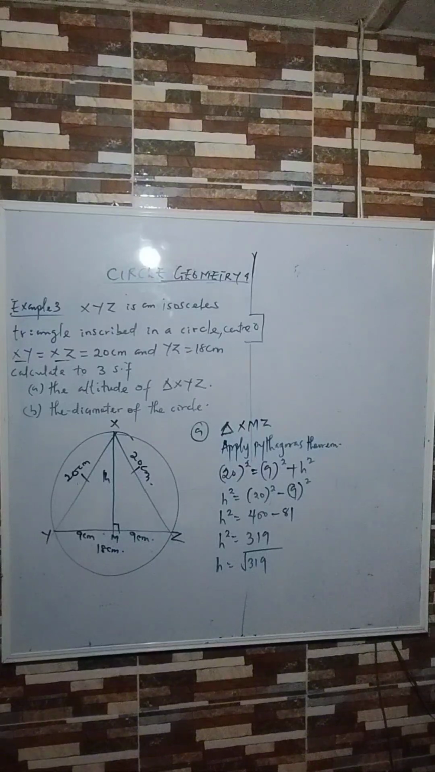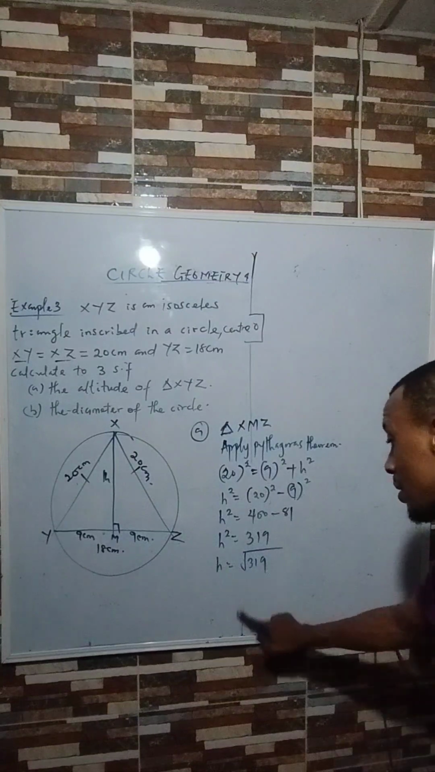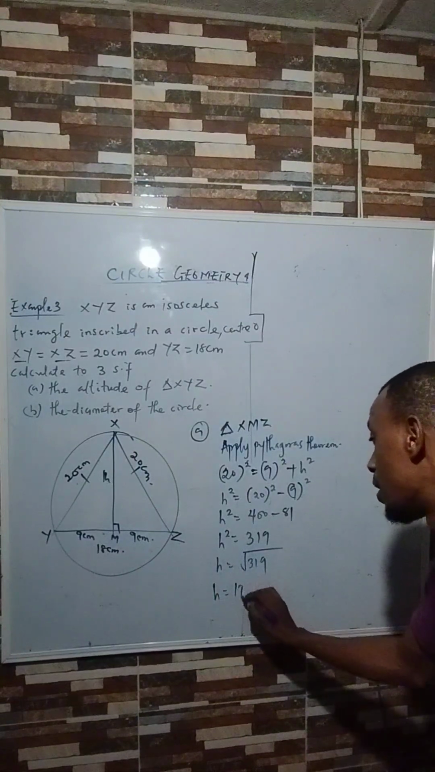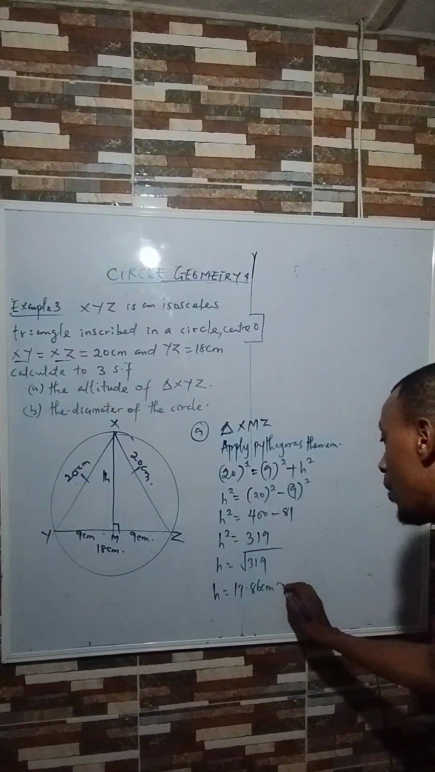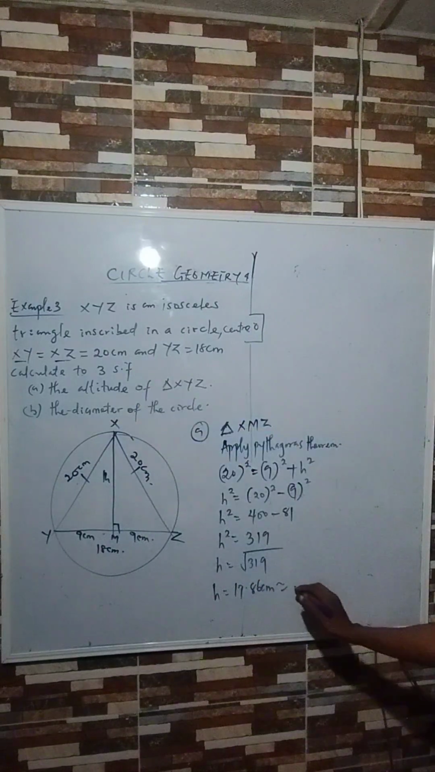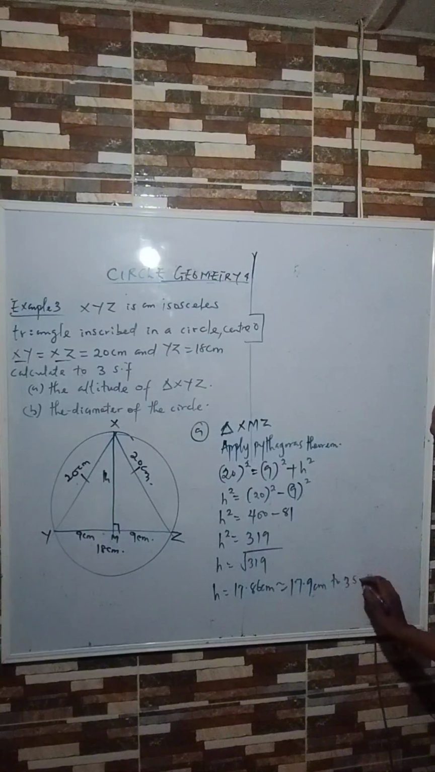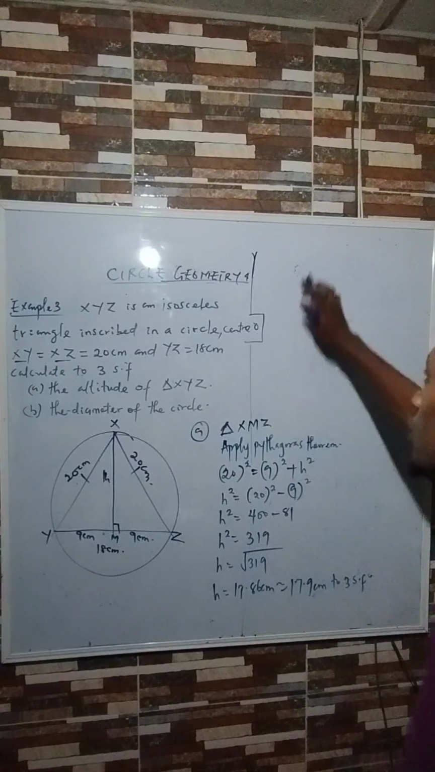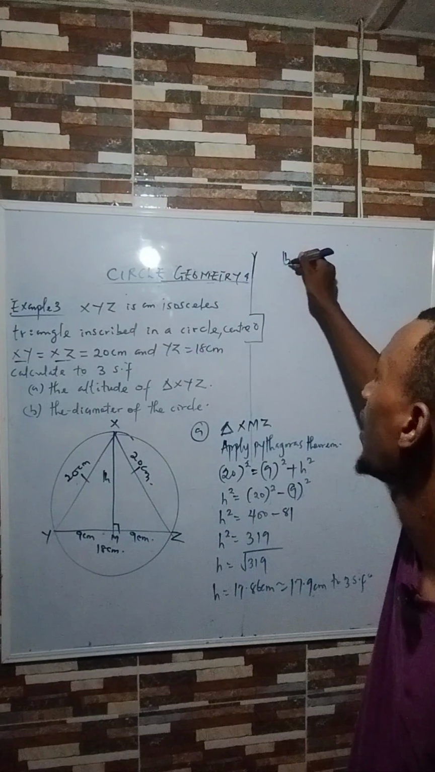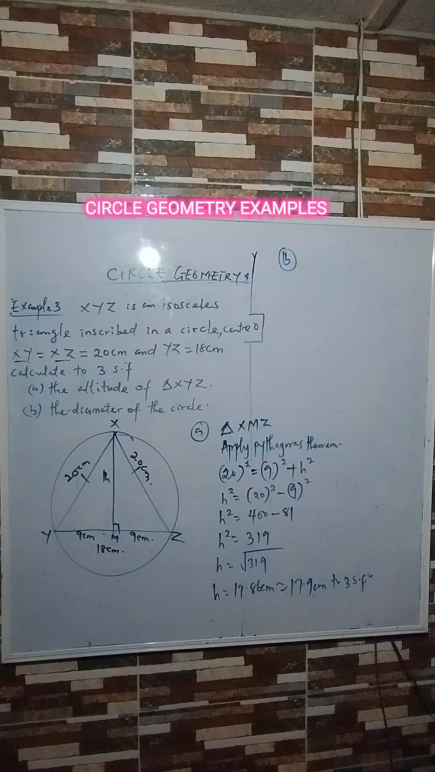And what is the square root of 319? The value should be 17.86 centimeters, which to 3 significant figures will give you 17.9 centimeters. Wow. The B part of the question is very simple, but you have to be very, very careful before you can answer the B part of the question.